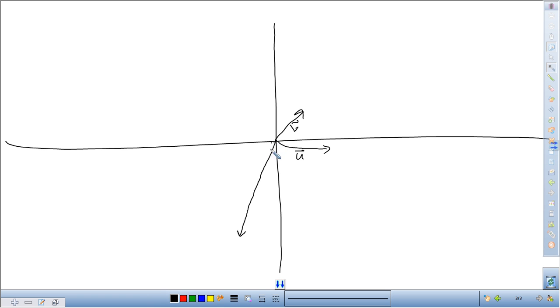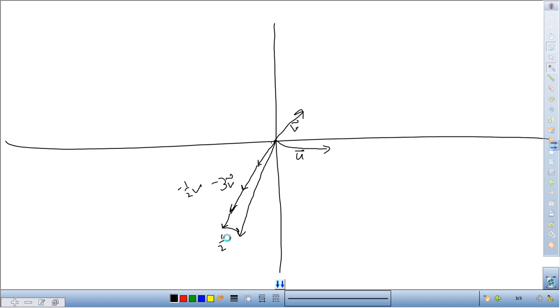Well, I can start with my V's, not a big deal. There's negative 1V, negative 2V's, negative 3V's, and then maybe half a negative V, so negative 3.5 V's. That totally works. And then maybe half of a positive U.